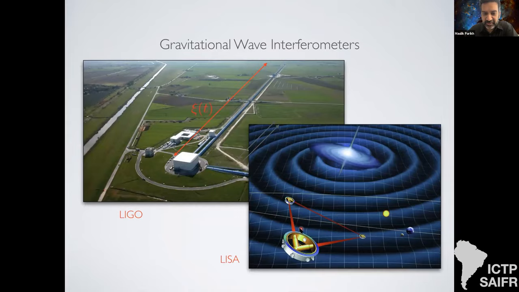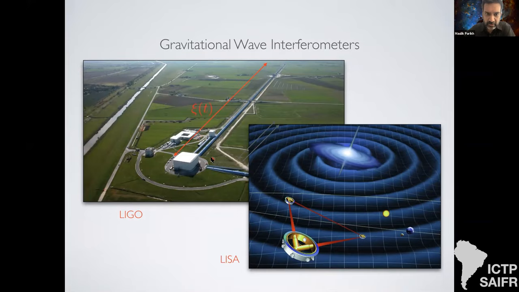Here there's LISA. You can see that these are clearly three free-falling satellites, and xi then would be the length of these arms, the separation between them. And that's also true in LIGO, where the two mirrors at the endpoints of these arms are really actually free-falling, at least in two directions. They're free to move. And so xi, the geodesic deviation, you can think of it as just the length of the arm.